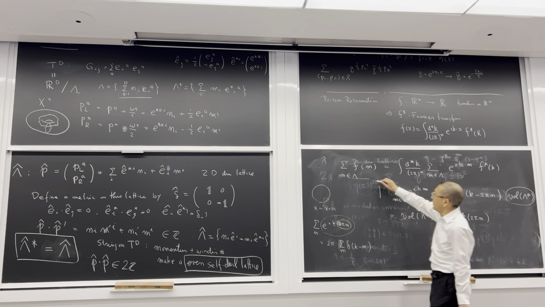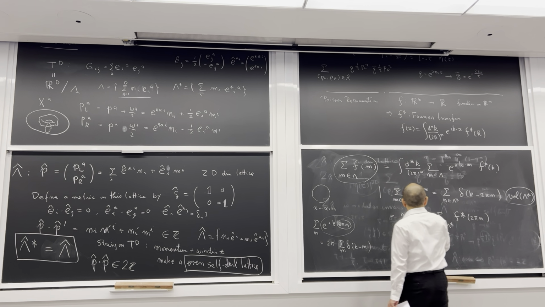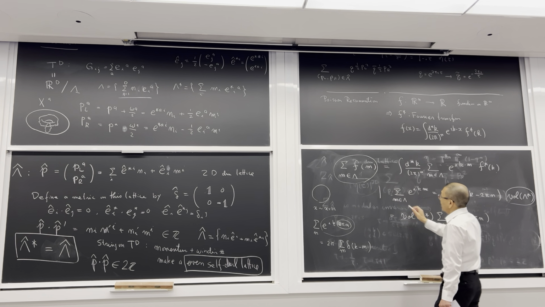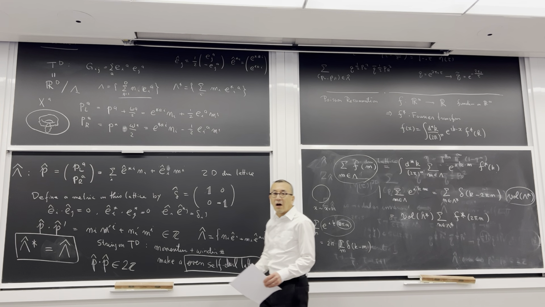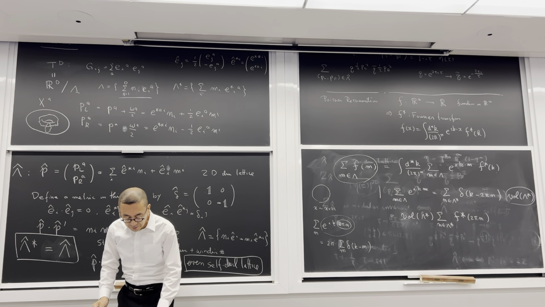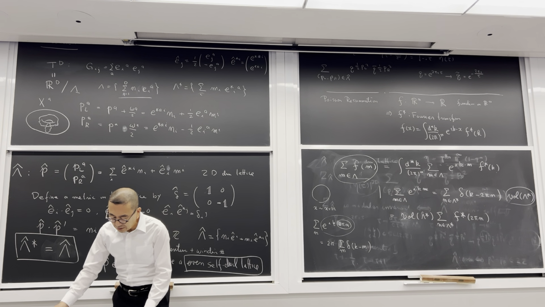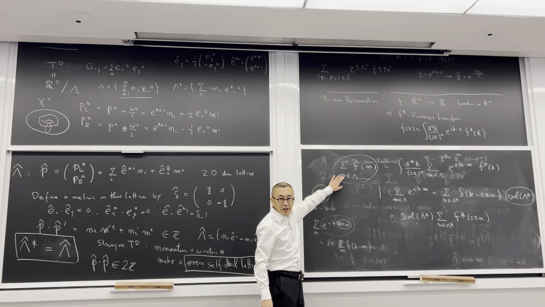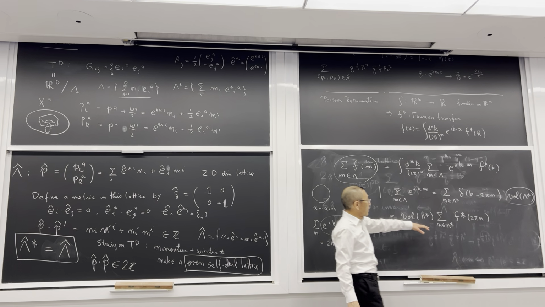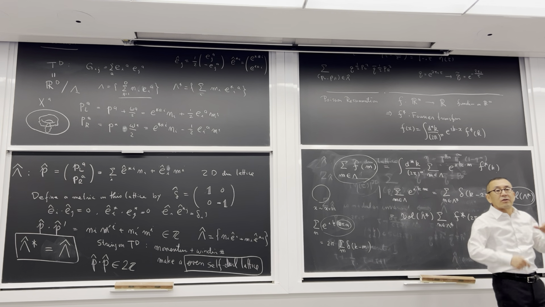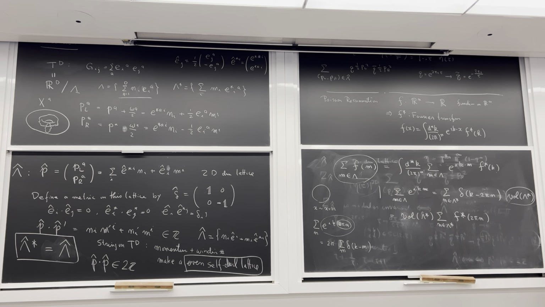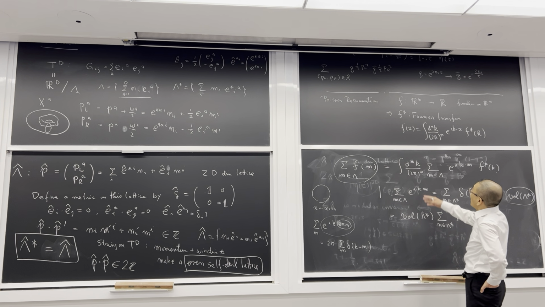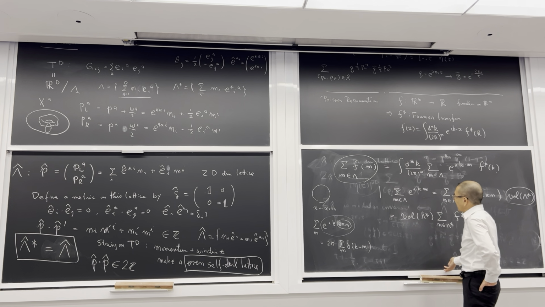This is a formula that works for any smooth function on d-dimensional Euclidean space: if you sum over lattice points, then it is proportional to the sum of its Fourier transform over the dual lattice. So that's the statement. Okay, so why is this relevant to the problem we are facing?